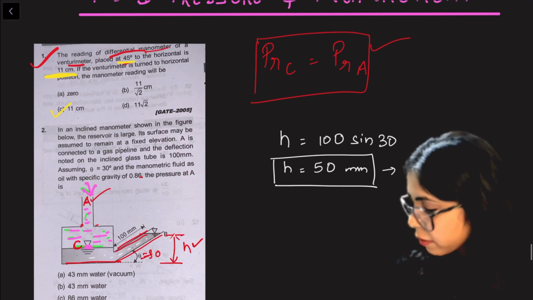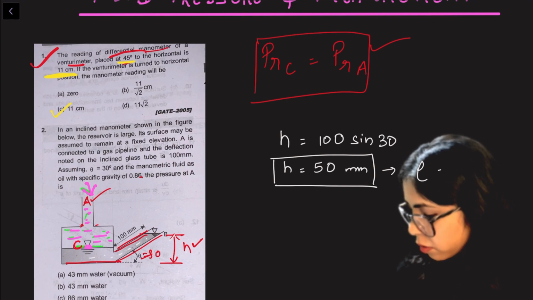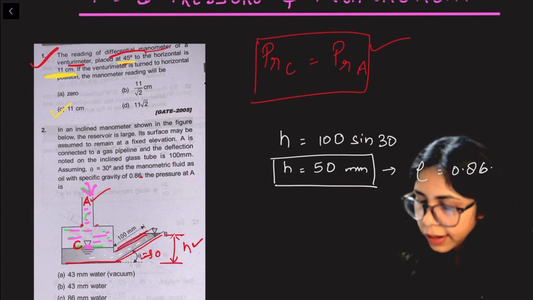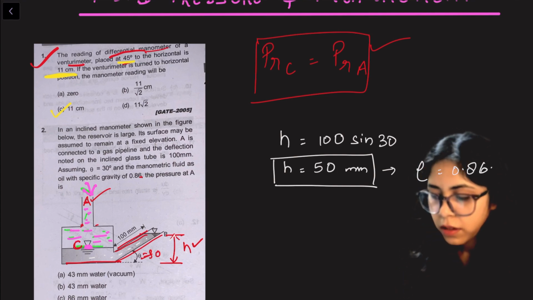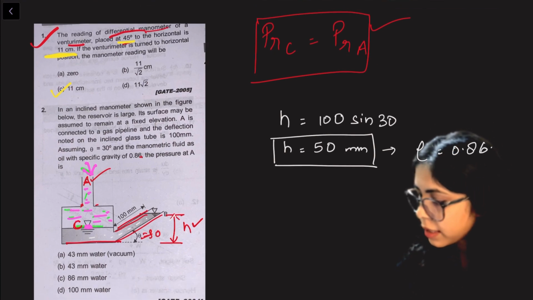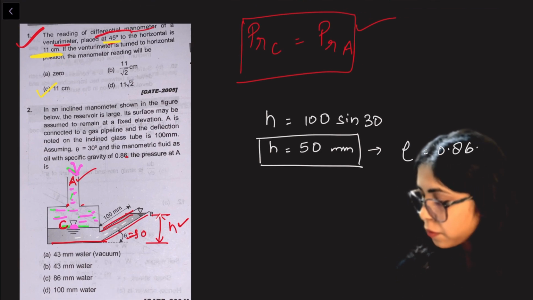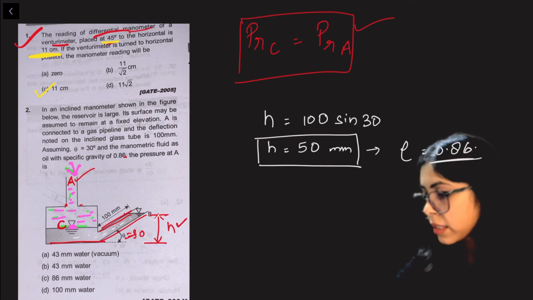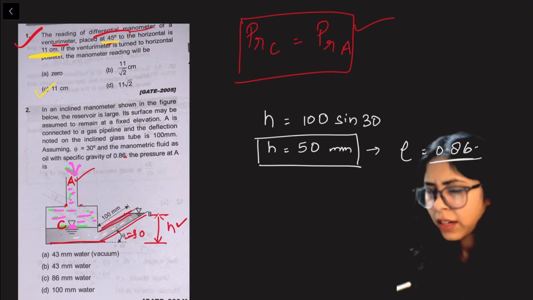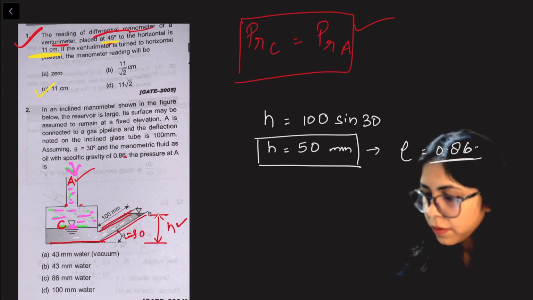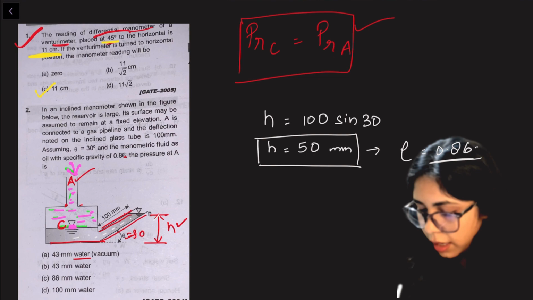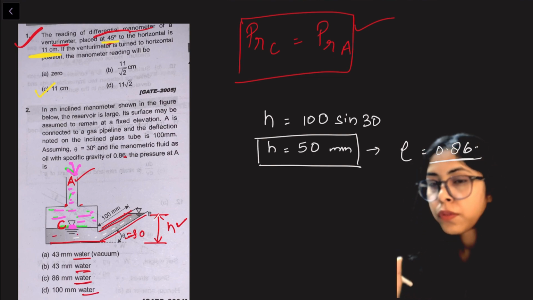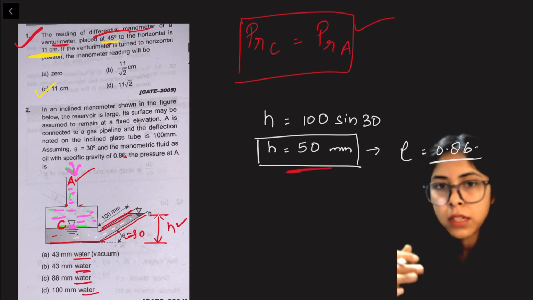Okay, and what was the liquid that was having the density of 0.86? We have to show the pressure. Okay, and see 0.86, we can say the height is 50 mm with respect to the 0.86 specific gravity liquid, any liquid. But here we can see the answer is in terms of water, not in terms of the given liquid. So we need to change our answer into the terms of water.